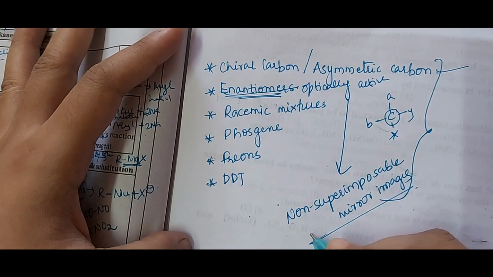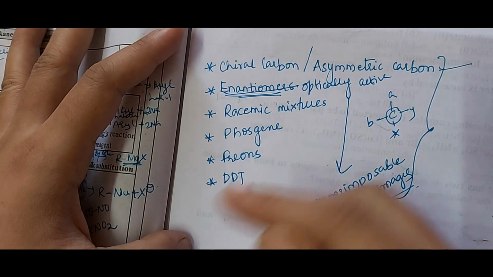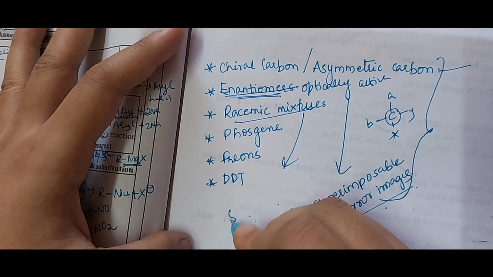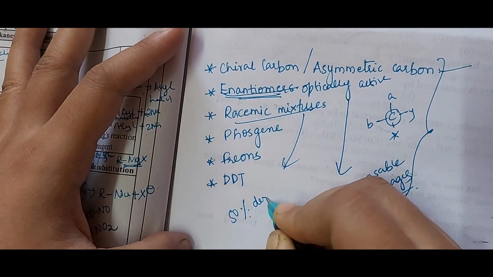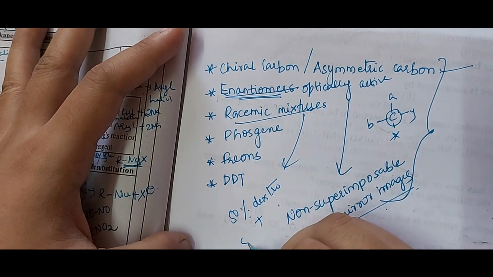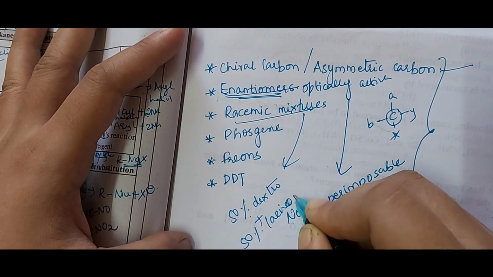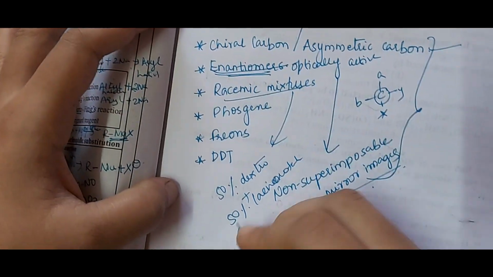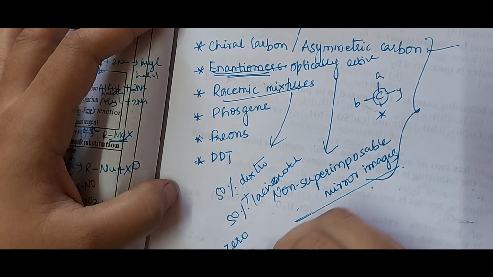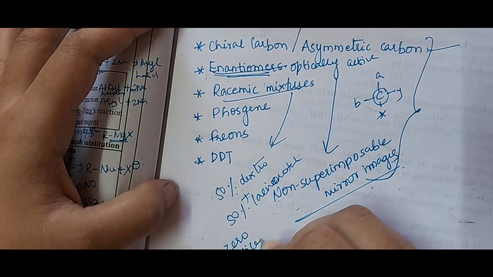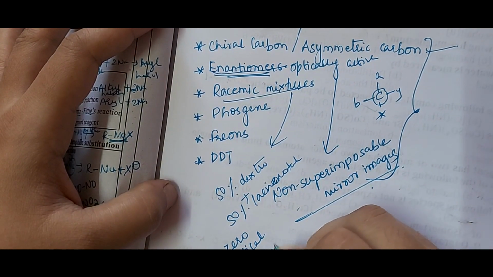Similarly, we will go with the next part, that is racemic mixture. Racemic mixture means it contains 50% dextrorotatory compound and 50% levorotatory compound, and the mixture of these two which gives you zero optical rotation, we call it as a racemic mixture. It is optically inactive.